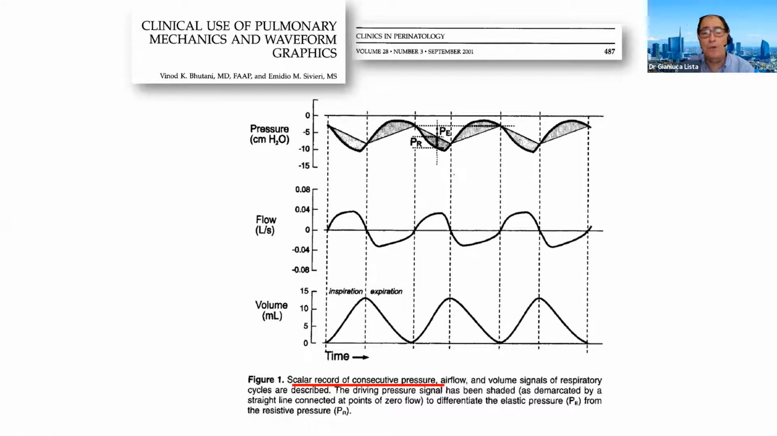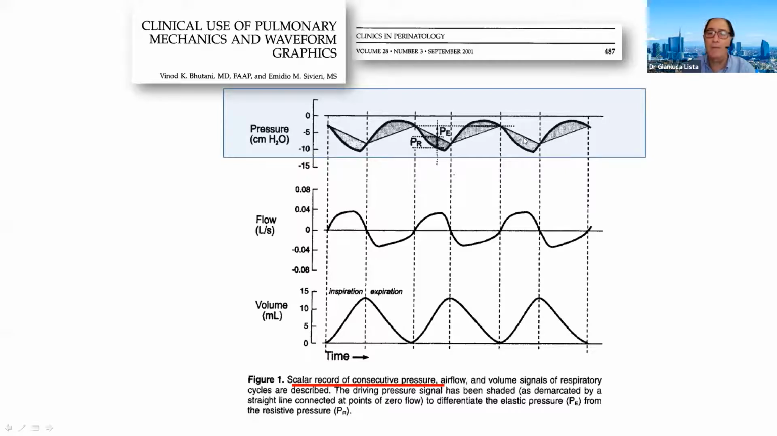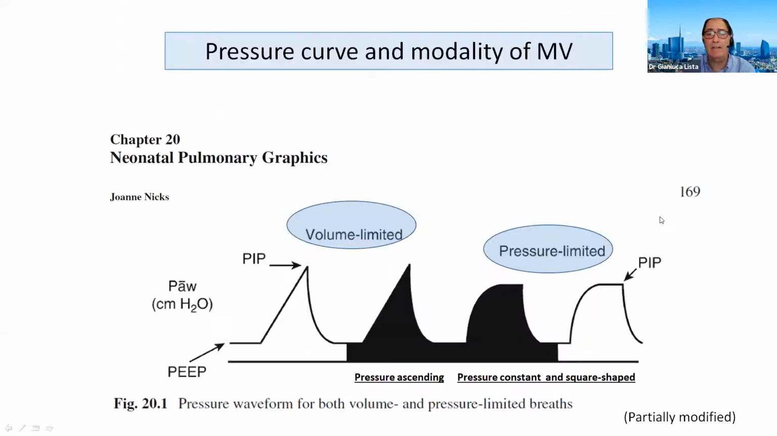Now we can move to observe the pressure. Why is it important to observe the pressure wave during mechanical ventilation? At first, because it can help you distinguish which modality of mechanical ventilation you're using. Because during volume limited mechanical ventilation, the pressure curve is ascending, while during pressure limited mechanical ventilation, the pressure is constant and square shaped.